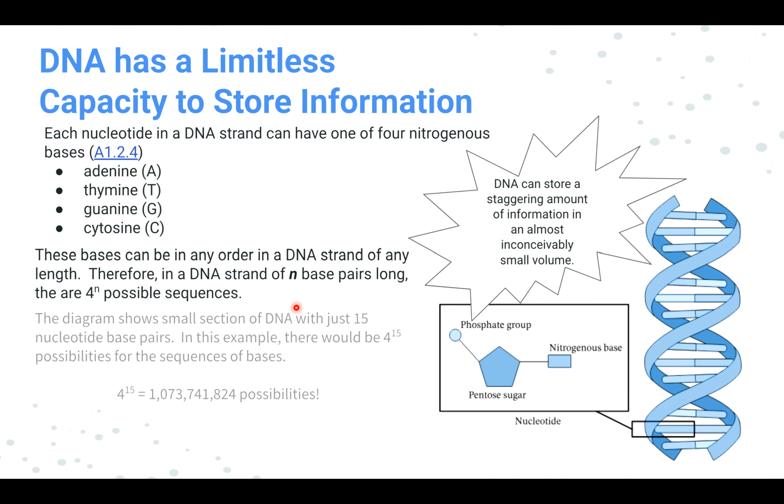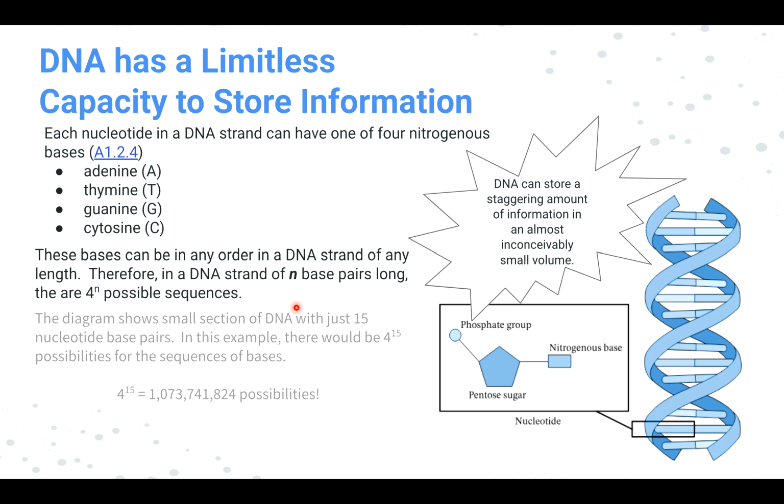And when we talk about the limitless, we are talking about each nucleotide of the DNA having the 4 nitrogenous bases. So these bases can be in any order. You can't say which order is fixed. So for a DNA strand of any length, if there are n bases, there are 4 to the power n possible sequences.